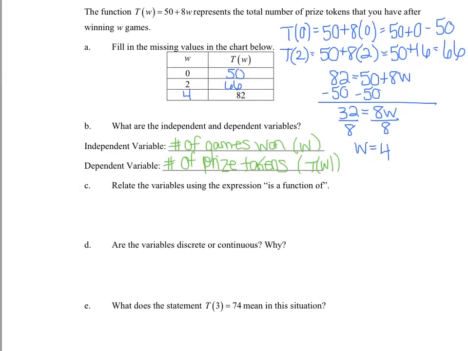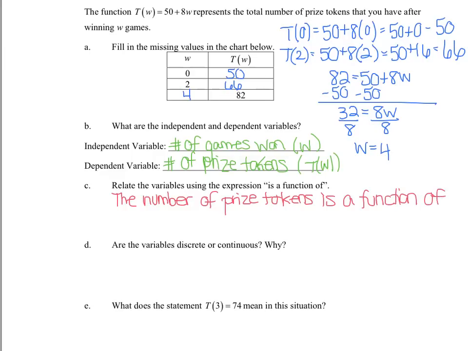Next thing we're asked to do is relate the variables using the expression "is a function of." So remember, y is a function of x. So the number of prize tokens, that's our y, the number of prize tokens is a function of our x, which is the number of games won.